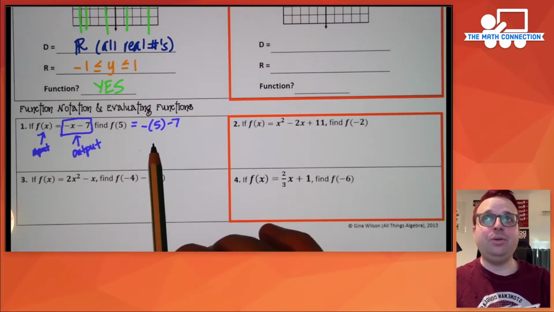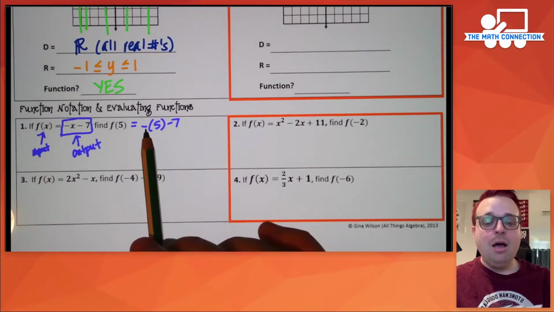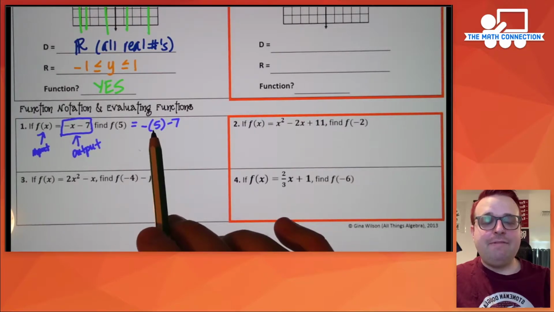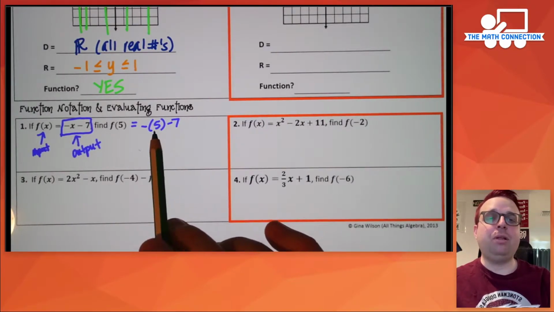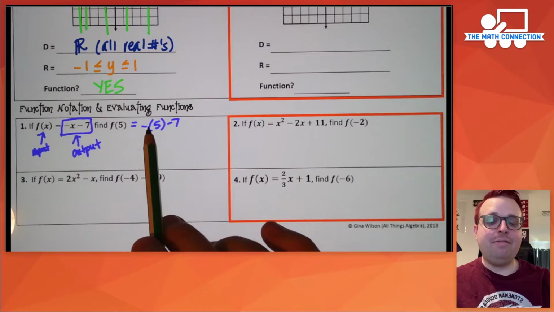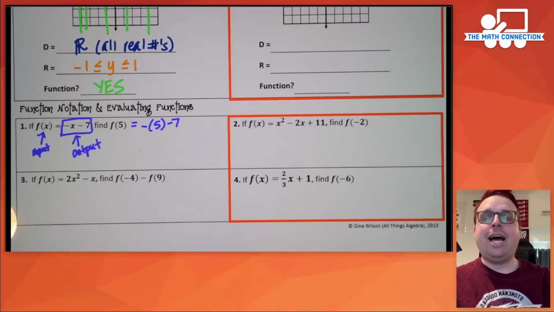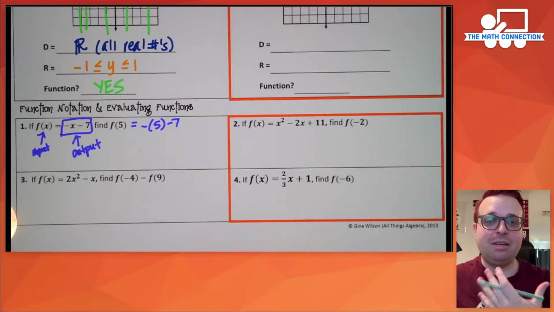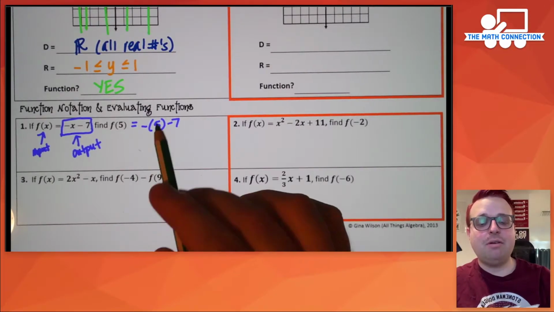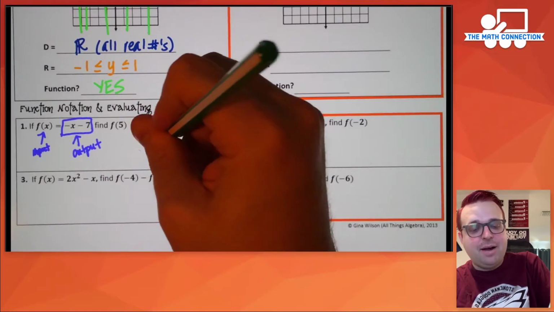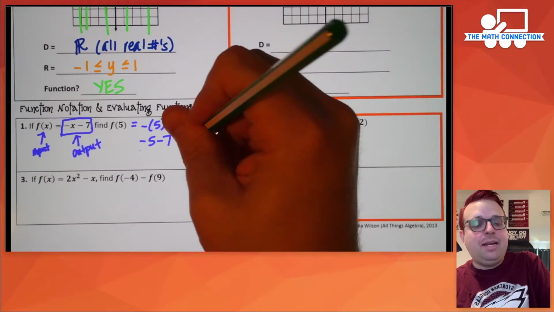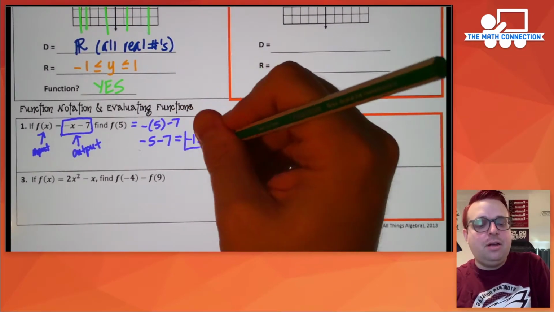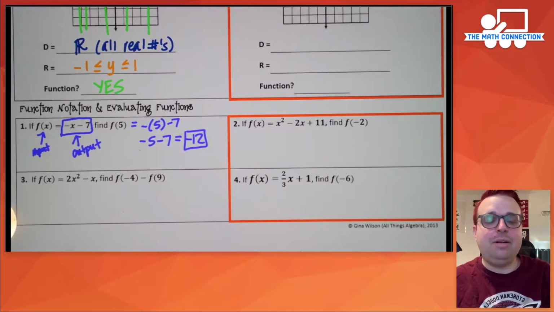And I want you to get used to doing that if you're not already, because the value that you plug in could be negative. And if this was negative 5, I just don't want you to mess any signs up, and that's why I always use parentheses when I plug stuff into a function. So now I can solve this. This is negative 5 minus 7, and that's going to give me negative 12. Okay, so the input is 5, the output is negative 12.